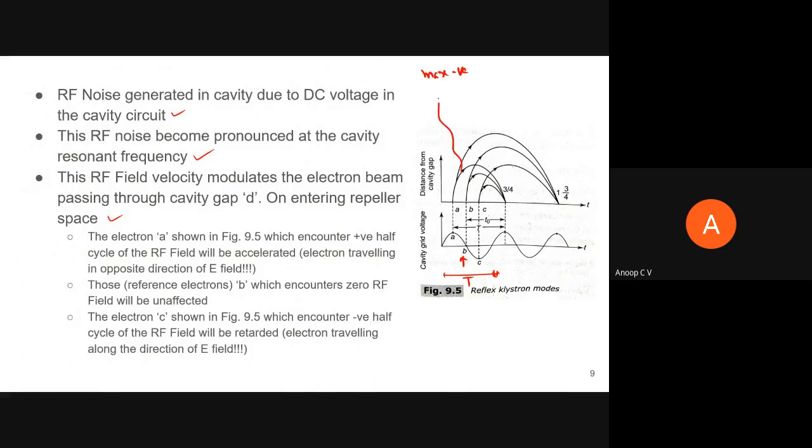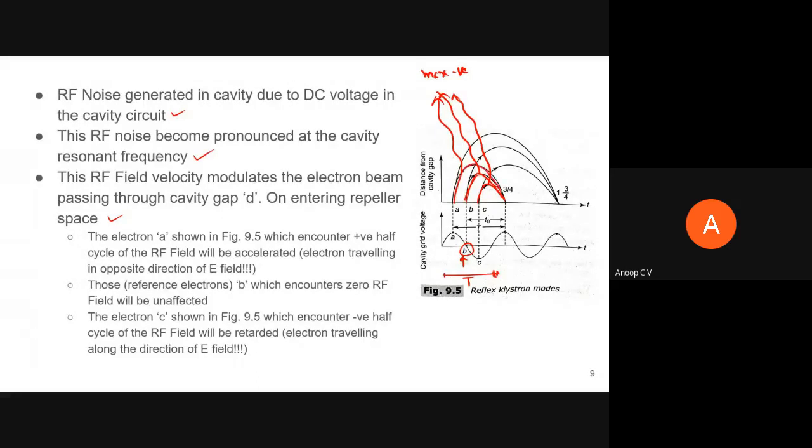In this case, the repeller voltage is maximum negative, so A, B and C cannot dwell much into the repeller space. If the reference electron is crossing the grid gap at zero potential, then T naught is the time taken by this reference electron B to travel into the repeller space and come back.